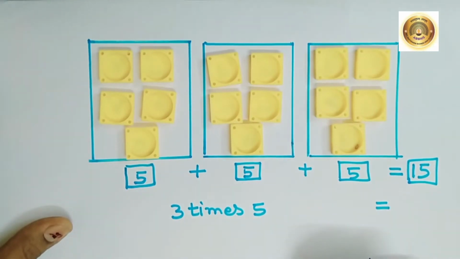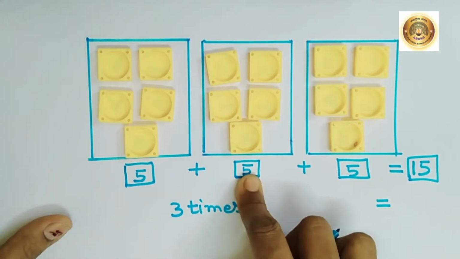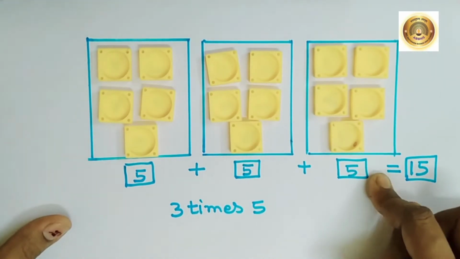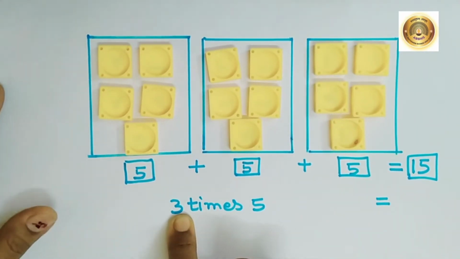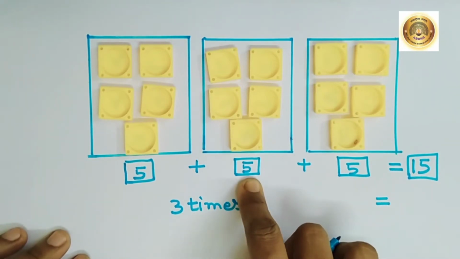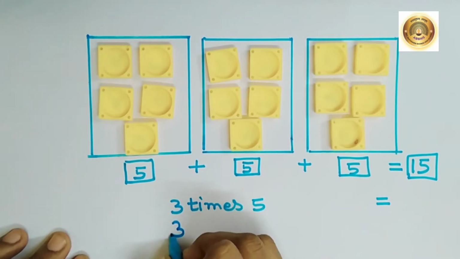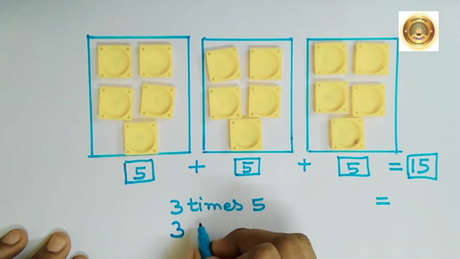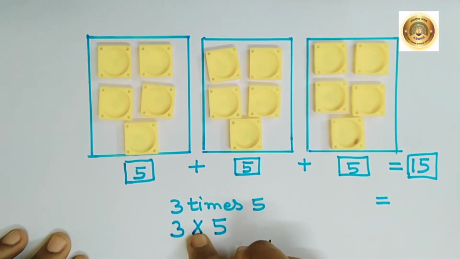Can you observe children that it will take more time to add the same number again and again. So we can find the easier way. If you see, you have to add the number 5 3 times here. So I will take the help of multiplication. 3 times 5. In the place of times, times means multiplication. So 3 times 5. This is the sign of multiplication.